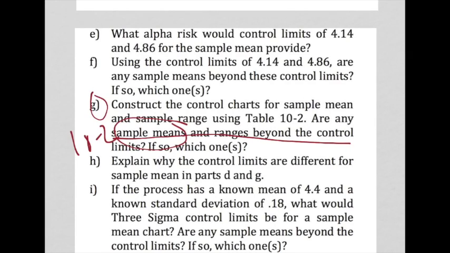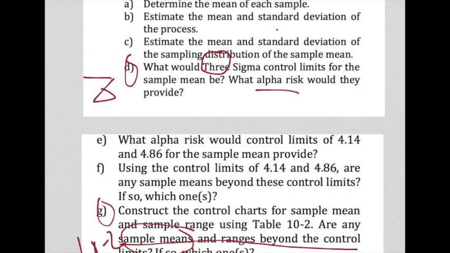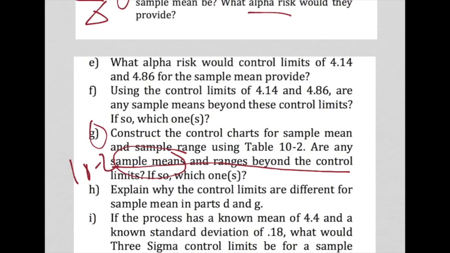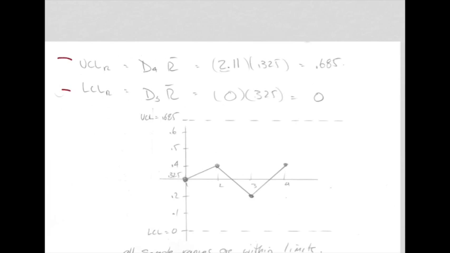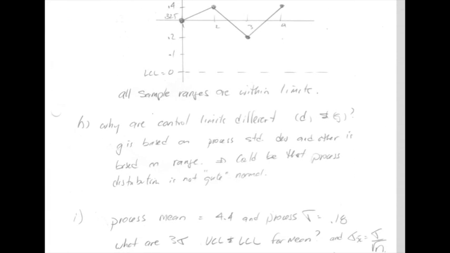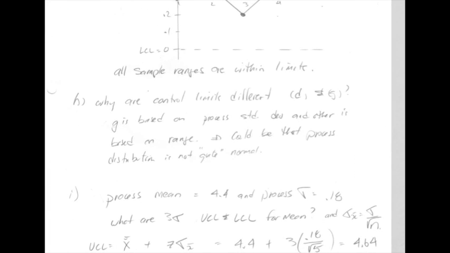So the question was, how come in D everything seemed to be in control, whereas in G we seem to have something which is out of control? And it's a good question. I would say it's a fair question. And the answer is as follows. So G, and here's the answer right here. In D, it's based on the process standard deviation only. And the other is based on the range.